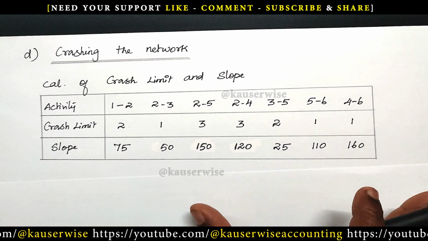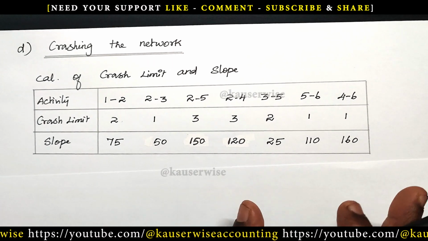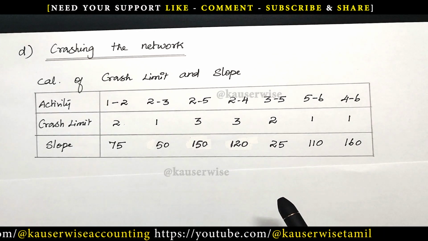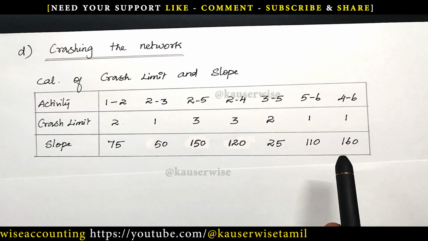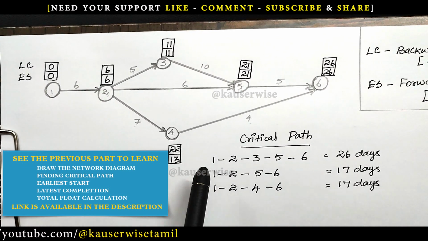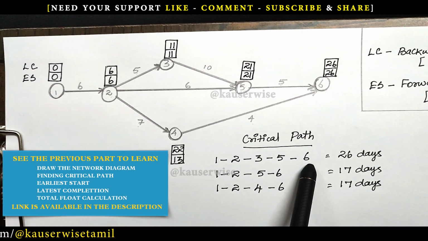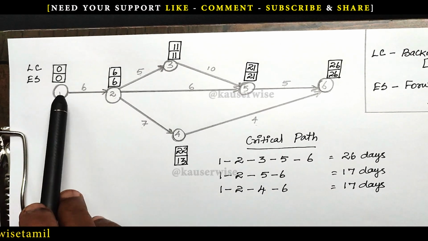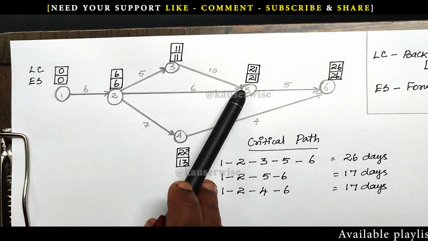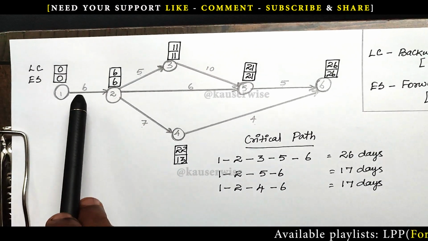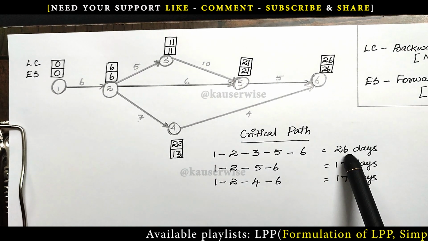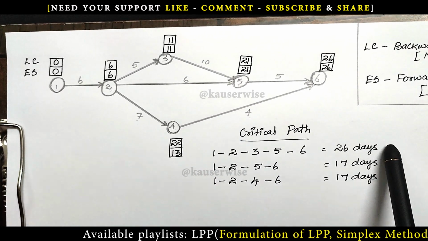The next step is we are going to crash the network with the help of this data. Now, look at the network diagram which we have drawn in the previous video, that is part 1. Here, three possibilities are there from starting node to ending node. See the first possibility: 1 to 2, 2 to 3, 3 to 5 and 5 to 6. What is the duration? 6 plus 5 plus 10 plus 5, 26 days.